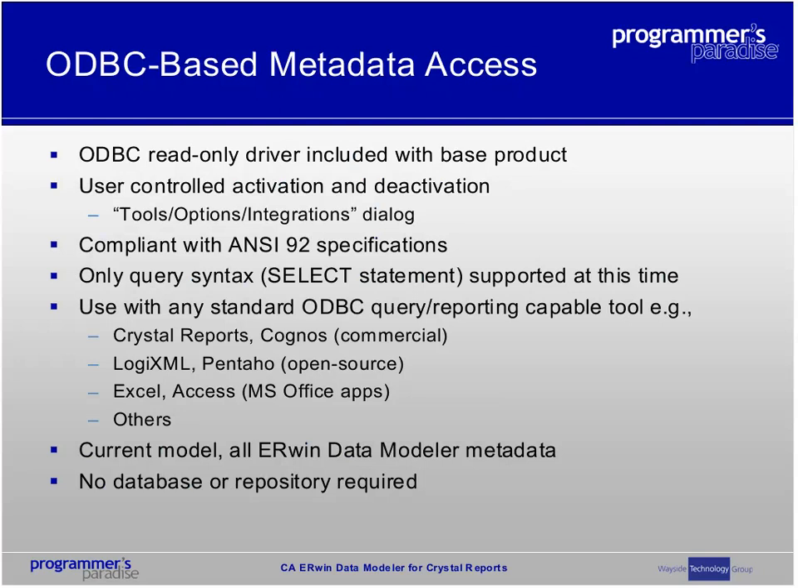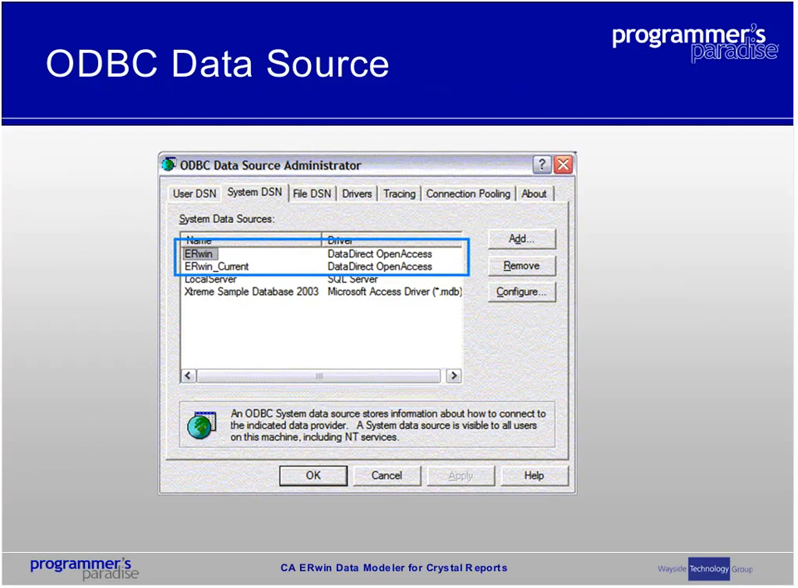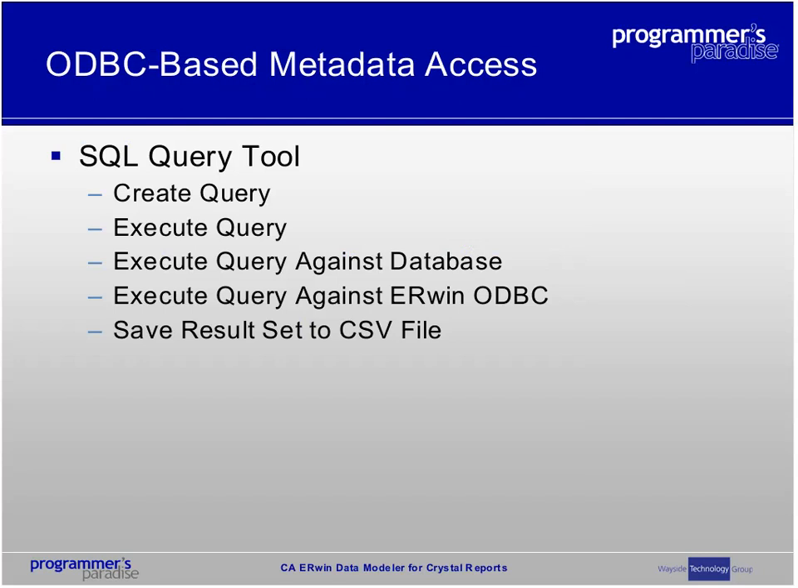ODBC-based metadata access works like this: when you implement ERwin, ERwin actually goes in and creates 2 different data sources for you. I'm going to show you on the next slide. With the ODBC data source, when you implement ERwin, we create one for the current access, and also to go to any other model that's out there. Through the ODBC data source, you can open any one of those and start working with the model. I'm going back one slide to talk about the SQL Query Tool.